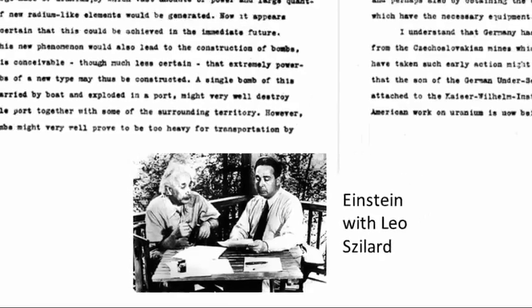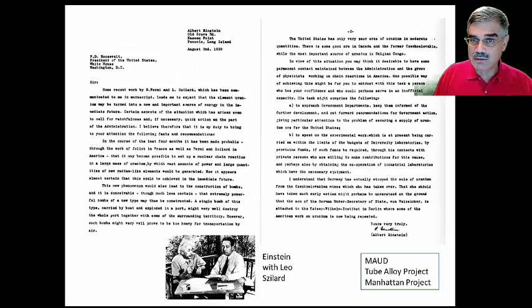What followed then were projects with names like MAUD, which was the military application of uranium detonation, and the Tube Alloy Project. These were out of England, and the Manhattan Project, and the cooperation between these countries, especially England and the United States, in developing the nuclear bomb. And of course, the rest of that is history. The detonation of the bomb over Hiroshima helped lead to the end of World War II.